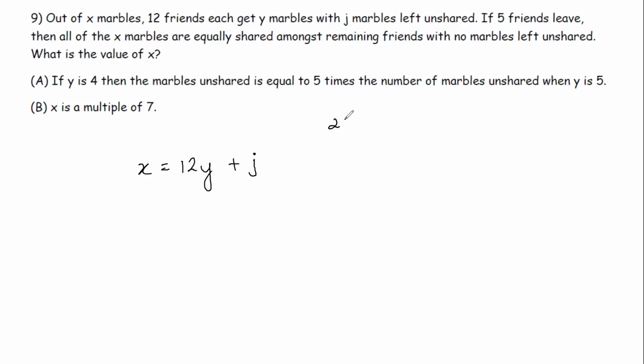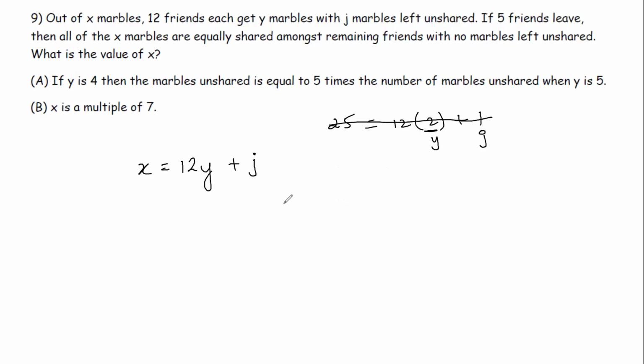All right. So just to get you a grip on this equation, suppose you have 25 and 12 into 2. Imagine X is 25, 12 friends is 12, each getting Y marbles. So Y is 2. Are you getting it? J is unshared. Anyway, you can ignore this example just for your understanding.